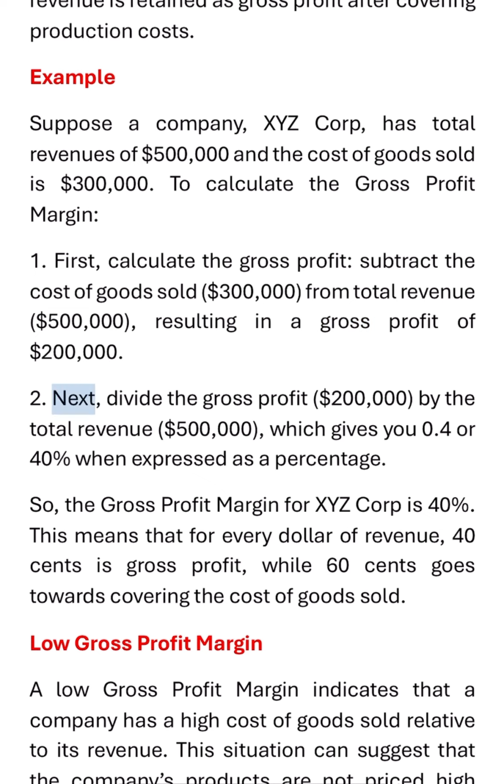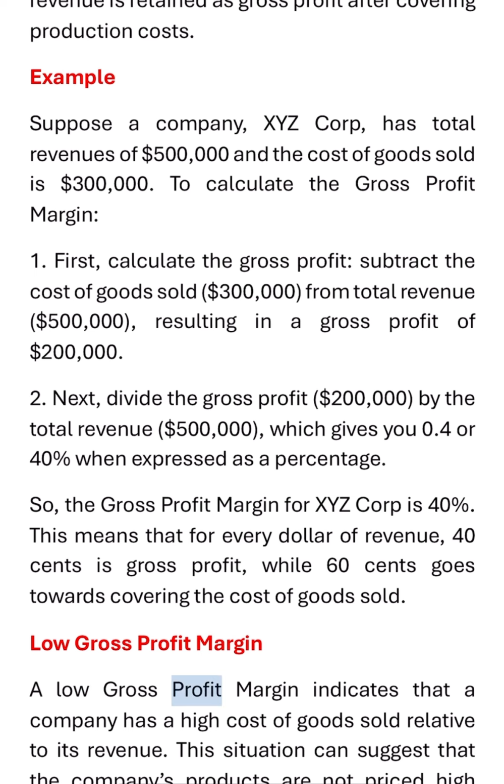2. Next, divide the gross profit, $200,000, by the total revenue, $500,000, which gives you 0.4 or 40% when expressed as a percentage. So, the gross profit margin for XYZ Corp is 40%. This means that for every dollar of revenue, 40 cents is gross profit, while 60 cents goes towards covering the cost of goods sold.